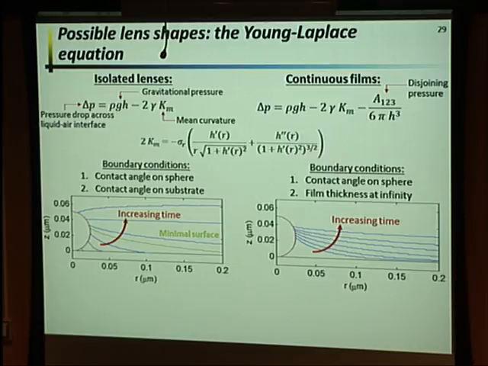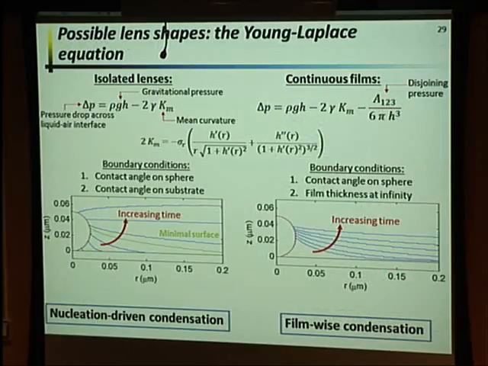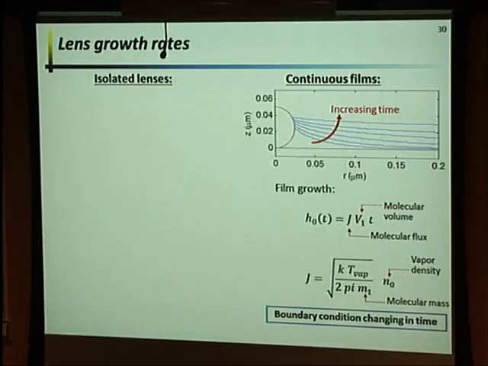And in this case, our boundary conditions, again, we have two boundary conditions. They're slightly different. One is still the contact angle on the sphere. And the other boundary condition is this film thickness at infinity, because there's no contact between this film and the substrate at a specific point. So these two types of lenses are nucleation-driven. You can think of this as being small droplets and film-wise condensation.